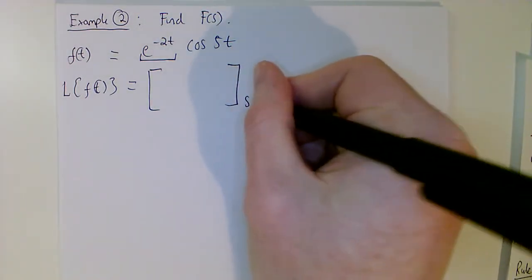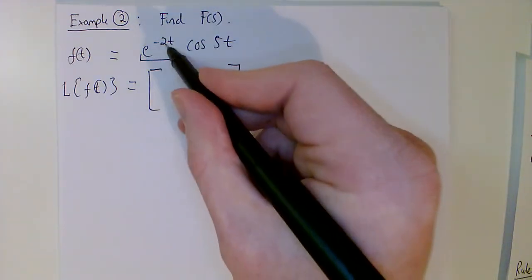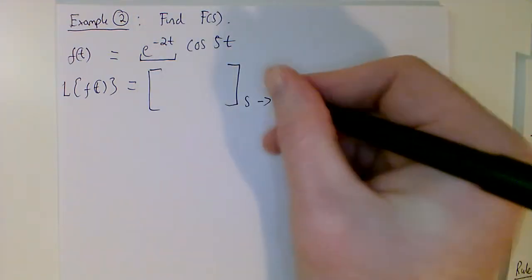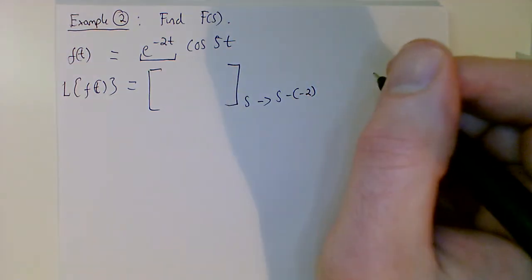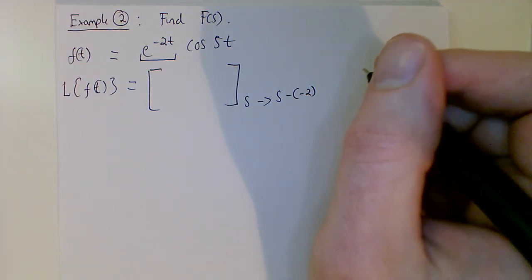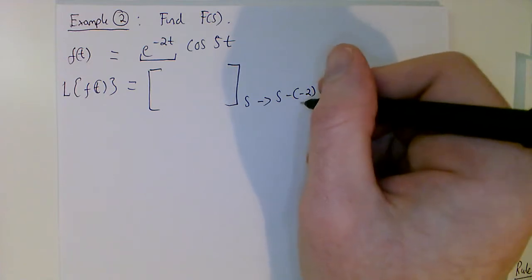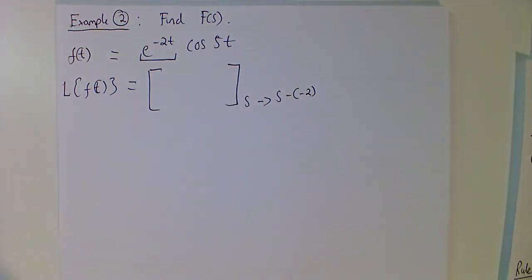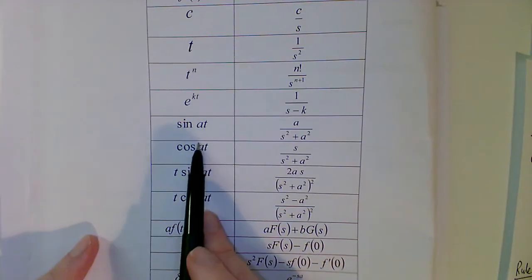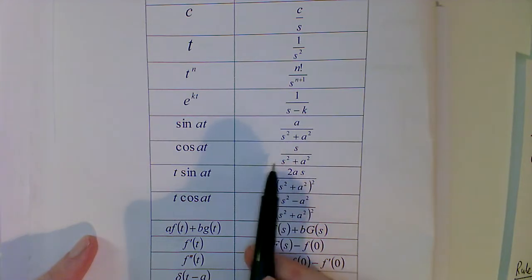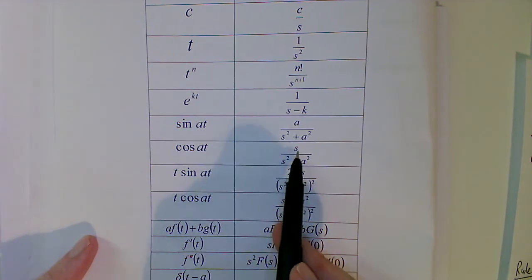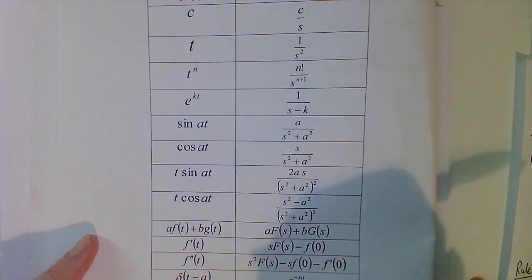And s is becoming s take away whatever the coefficient of t is here. So that's s take away negative 2 again. Now, you could just write s plus 2 there if you want. Inside the bracket, we find the Laplace transform of cos 5t. So cos at is s over s squared plus a squared. So cos 5t is going to be s over s squared plus 5 squared.